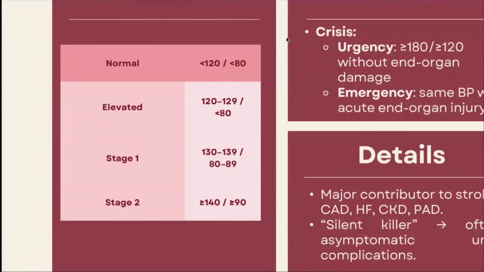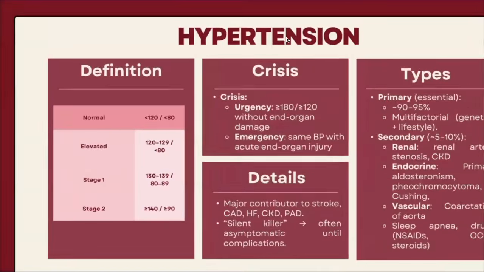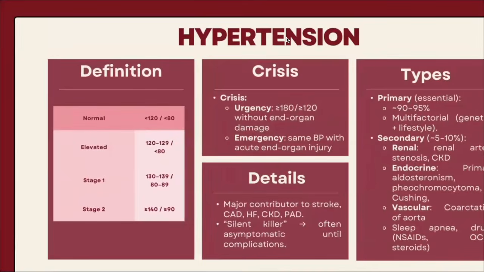Now, when you start classifying, stage 1 hypertension is when they have 130 to 140 systolic and 80 to 89 diastolic. And stage 2 is greater than 140 systolic, greater than 90 diastolic. It's a pretty systematic approach, I think, and it's easy to memorize. Just remember these values.